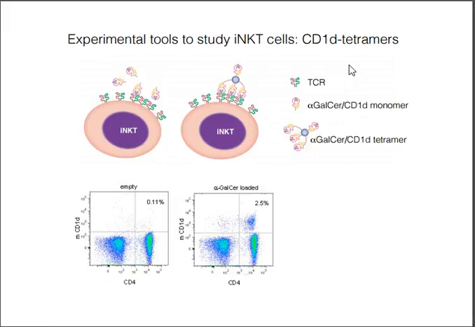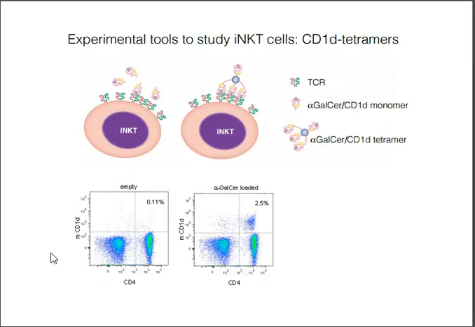CD1 tetramers can also be used to identify NKT cells. This tool allows us to set apart and identify iNKT cells from all the other T cells in the mice. It's basically a soluble tetramer of CD1, well, it's an alpha-GalCer CD1 tetramer. And then we can label them and make them fluorescent.